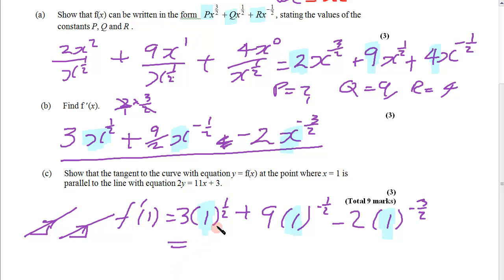And if we just simplify that, this is 1 times by 3. This is 1 times by 9 over 2 gives me 4.5. This will come to 1, and 1 to the power of anything is 1, so it'll give me minus 2. So we get 3 plus 4.5 minus 2, and that equals 5.5.